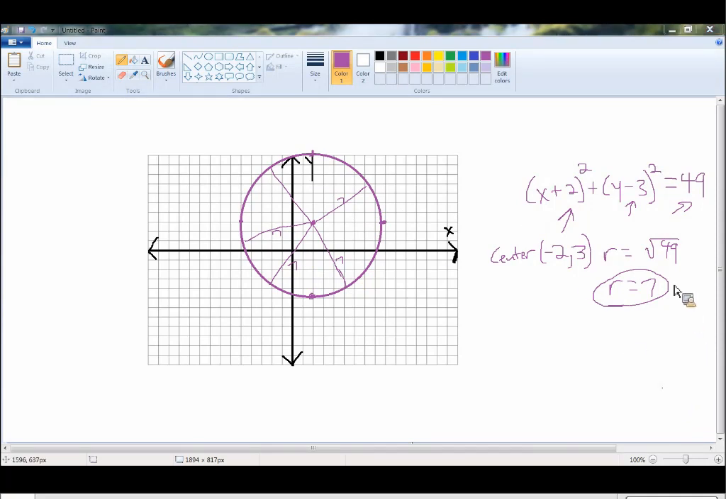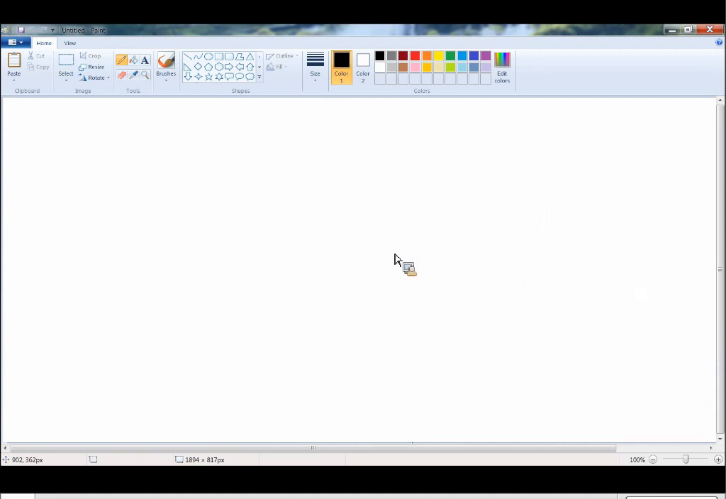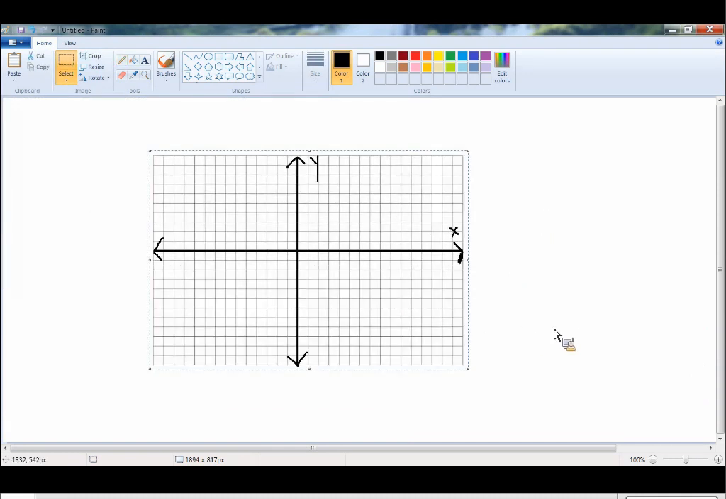Finally, the last thing that I wanted to discuss is that you can actually figure out angles from a graph as well.